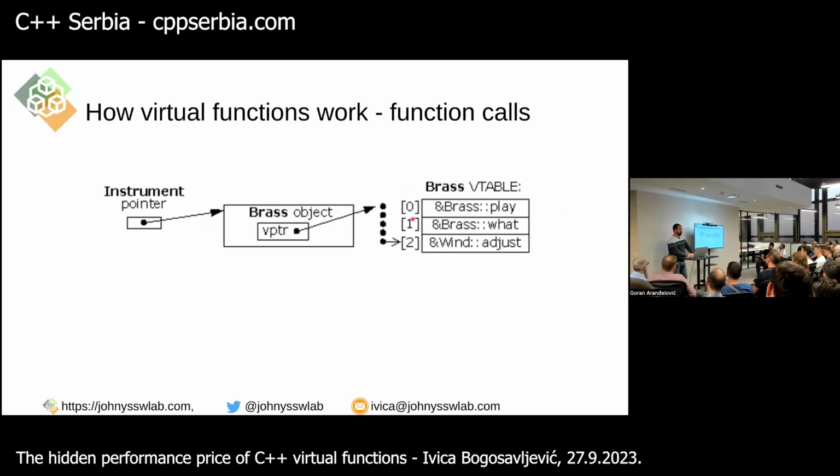We go to the virtual pointer, which is typically a hidden member of the class. You can see it in the debugger. You cannot see it regularly. It's a hidden member of the class. We go to the pointer table. We know that the adjust method is at entry 2. And we go to entry 2, and this is the address of our function. When we have the address, it's trivial to call it. So this is how function calls work. Any questions? No questions. Okay.